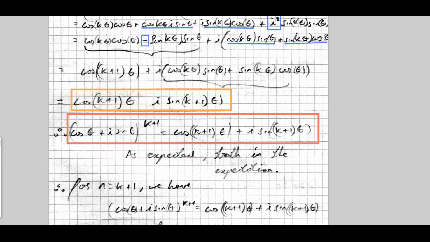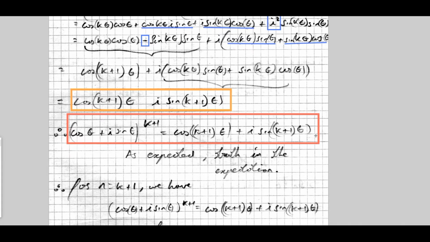This simplifies down quite nicely using the double angle formula to cos (k theta + theta), with theta factorized out. And the right side of the equation simplifies down to sine (k theta + theta), with theta being factorized out in this form. This leaves us with this equation: (cos theta + i sin theta) to the power k plus 1 is equal to cos (k+1) theta + i sin (k+1) theta, which is what we expected.